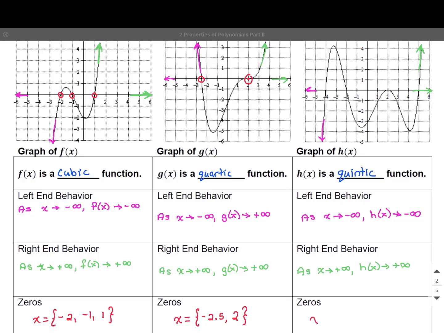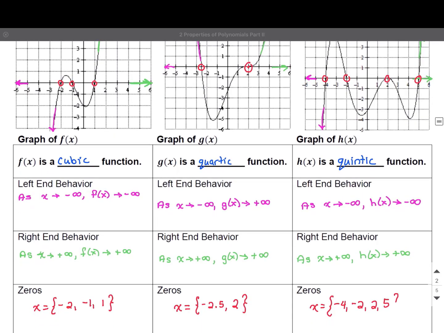Okay, now the zeros. So the zeros, where do we cross the x-axis? At -4, at -2, here at 2, and again at 5. Now again, here's something to think about. We have a quintic, which is a 5th degree polynomial, which should have 5 roots. We only found 4 zeros.